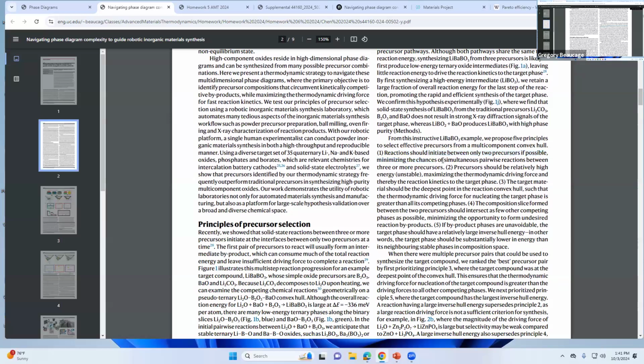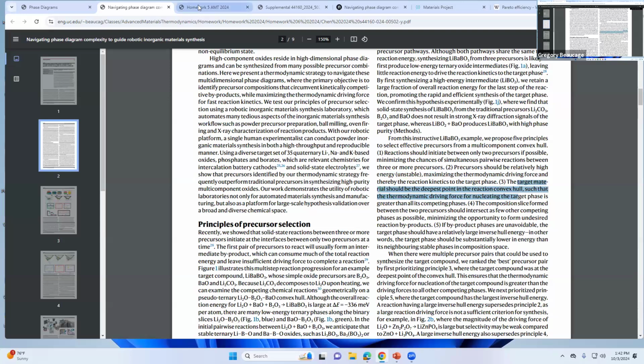Basically, he's saying should, I guess. I think effectively he's saying that it has to be that way. And then precursors should be relatively high energy. So basically you need a big drop in that plot to get the things to react. That kind of makes sense. Then the target, basically you need a big energy drop for the things to react, or the deepest point in the reaction.